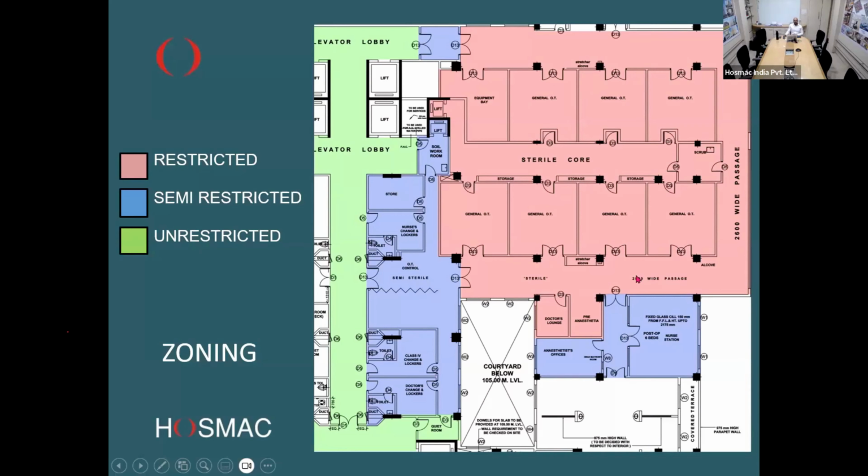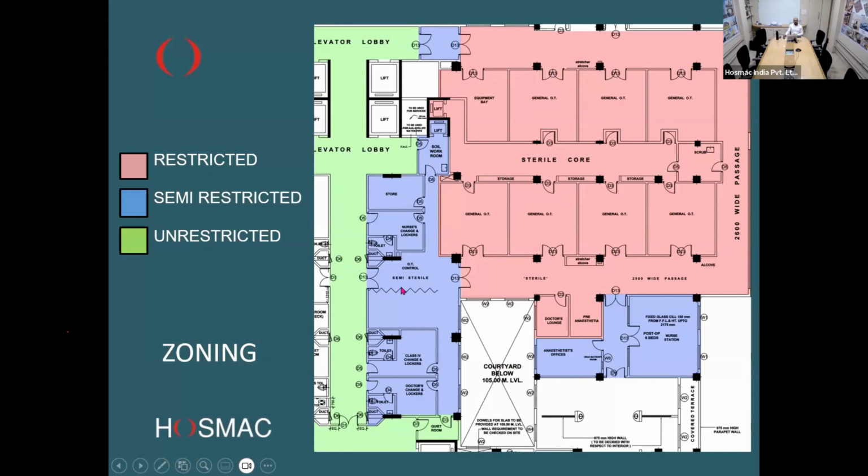Now, interestingly, you have this corridor going all around these rooms. These are all operating rooms. You see the squares, 1, 2, 3, 4, 5, 6, and 7. These are operating rooms around which the patient is moving and then can be taken in and out. This is how the patient movement happens.